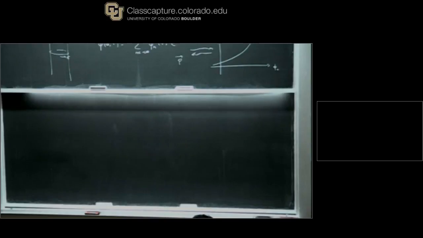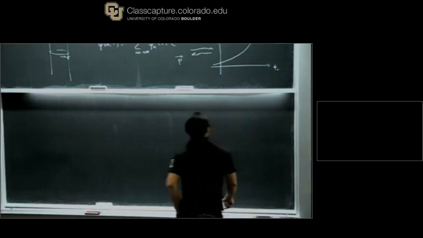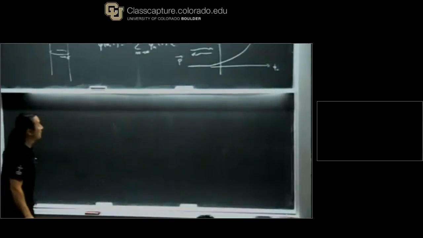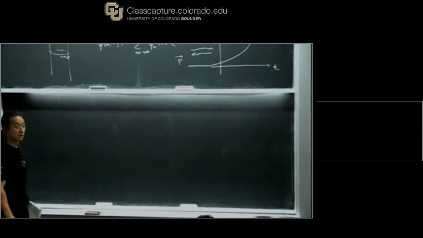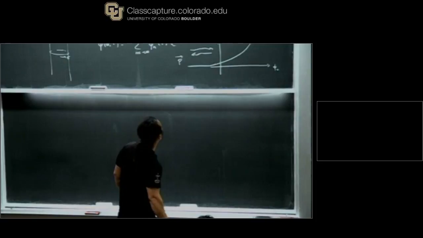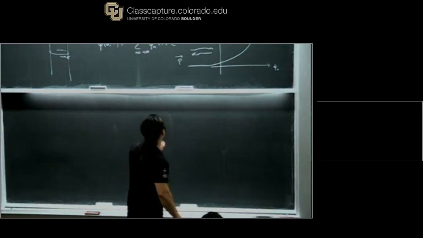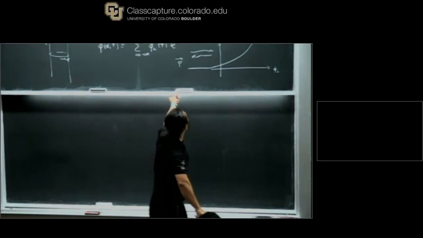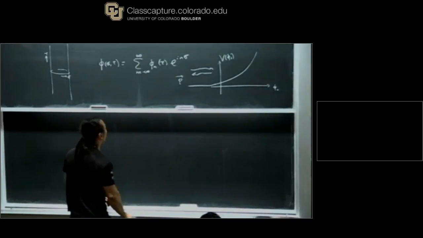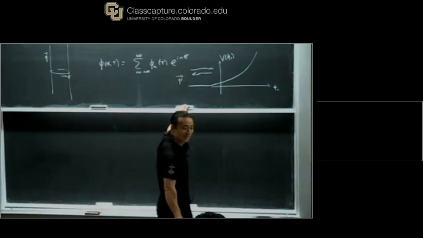Yes? How is the potential bounded? What do you mean? It has large negative values. It goes to zero on one side, goes to infinity on the other side. What happens to the linear term? Oh, well, the linear. Well, sorry?